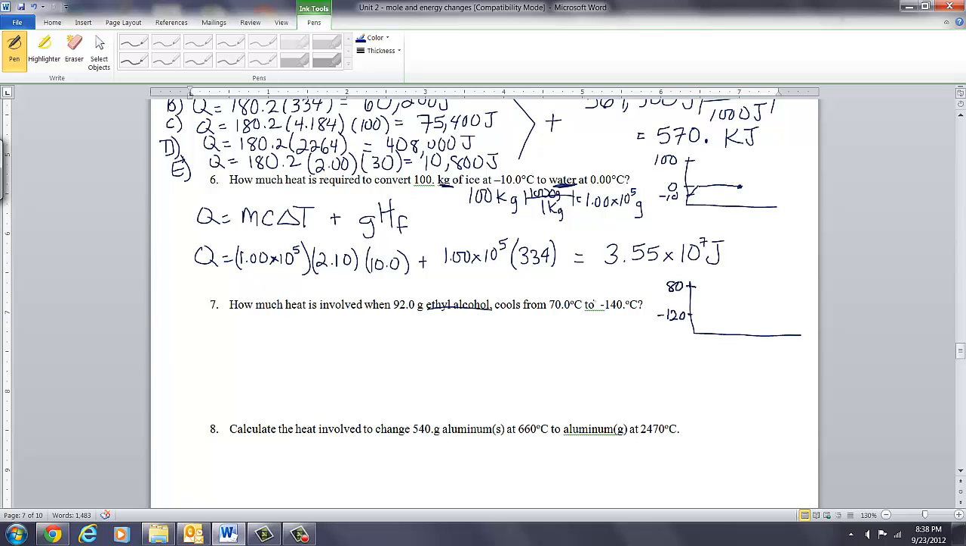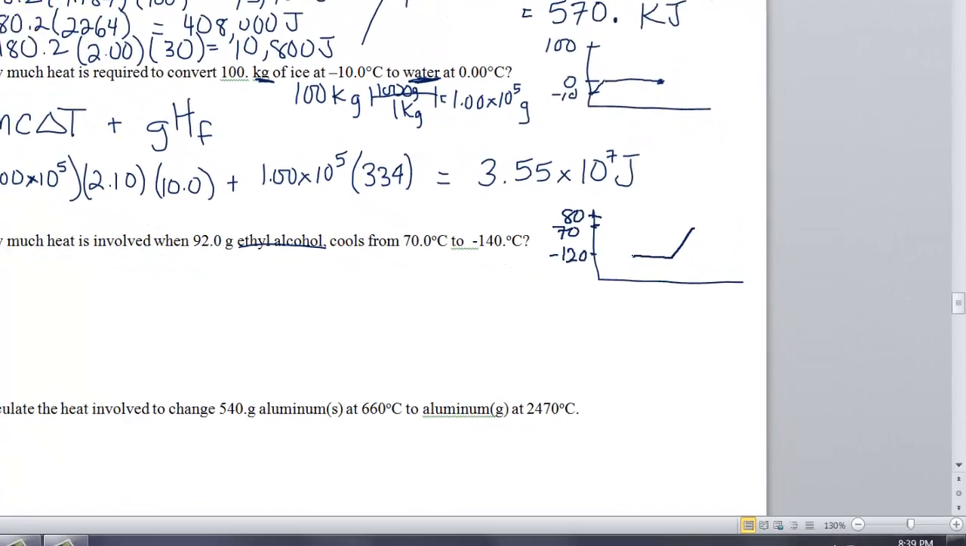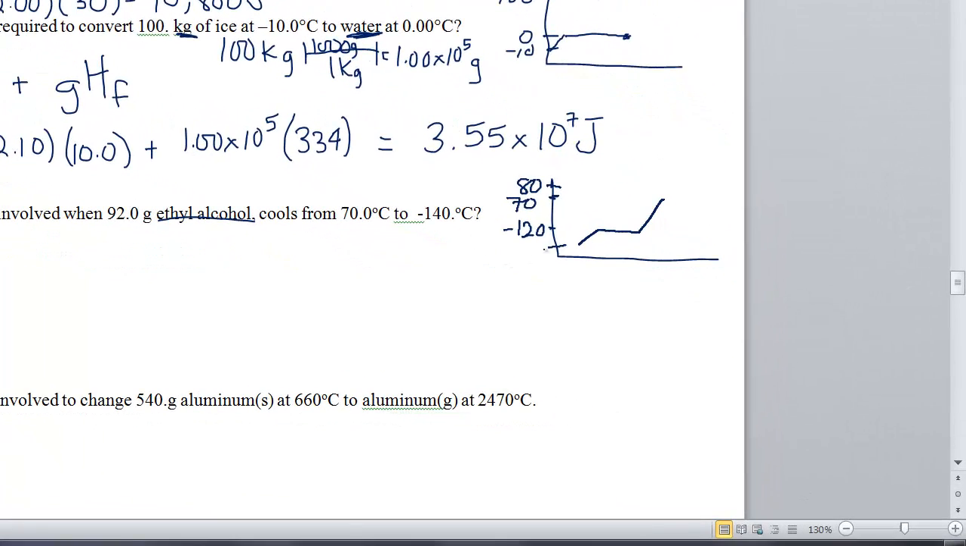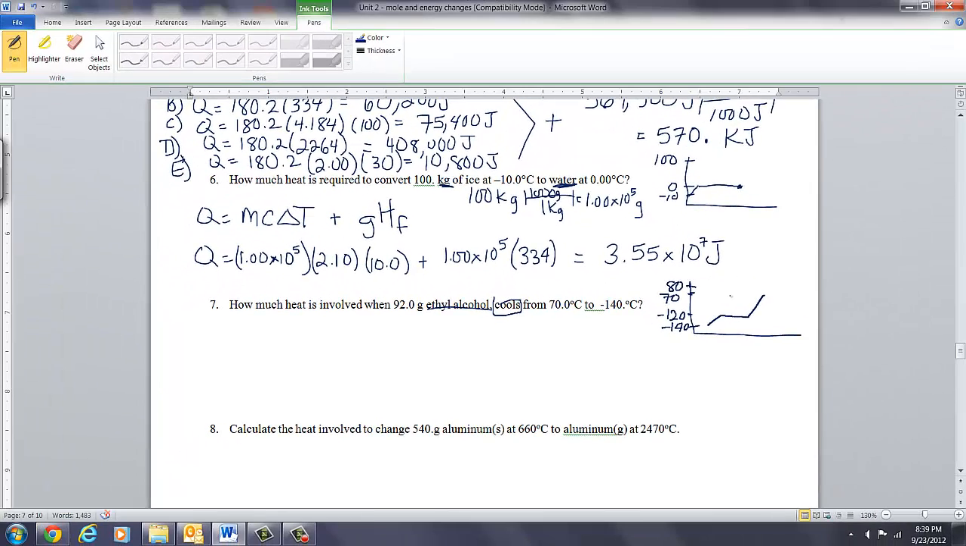So then I just say, okay, where am I going from? Well, I'm starting here at 70, so actually below the boiling point. So now I'm cooling down. So I'm starting at 70, I'm going to cool down until I get to negative 120, then I'm going to freeze, and then it's saying you're going to go down until you reach negative 140. So I have 1, 2, 3 steps. The difference, I'm cooling. So if you're cooling, it's exothermic. You're going to have a negative number. Don't forget that. Every number needs to be negative.